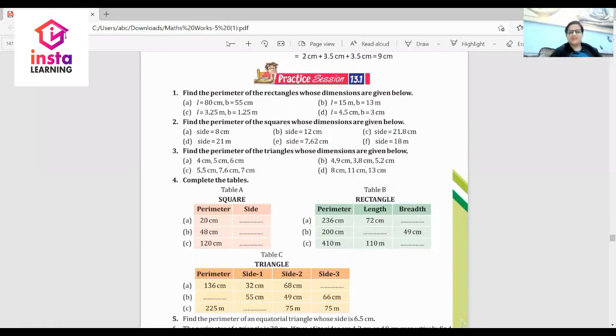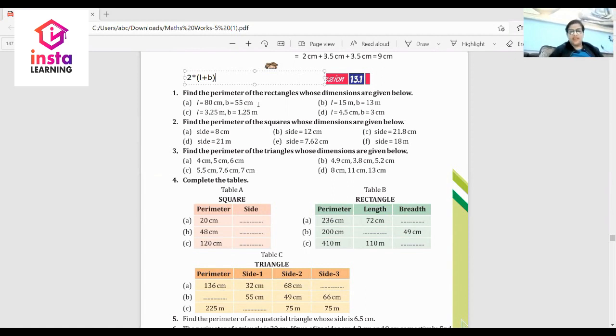Now students, come to our exercise number 13.1. In that, length is given, breadth is given, but we have to take out the perimeter. So what is the formula of perimeter? It is 2 into, with the bracket, length plus breadth. Okay, so what will be the answer?